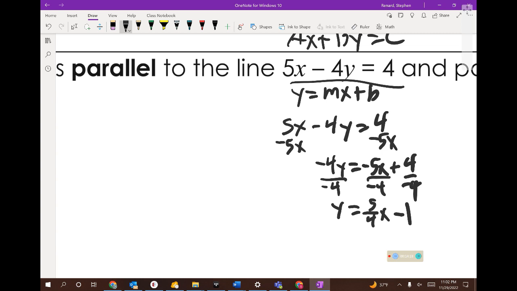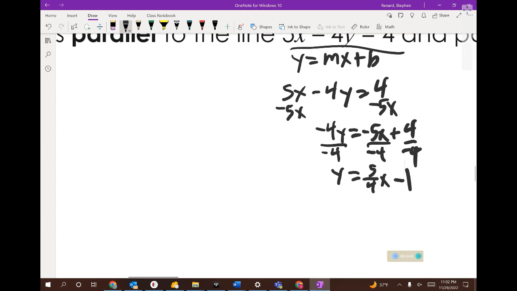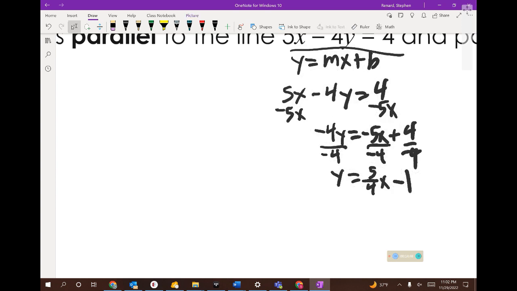Now some of you are going to be tempted to write that down as 1.25, which is okay, and not wrong per se. But keep in mind that when we're talking about slope, we're talking about a fraction. We're talking about a ratio of rise over run. So leaving slope in fraction form is actually a lot more helpful.